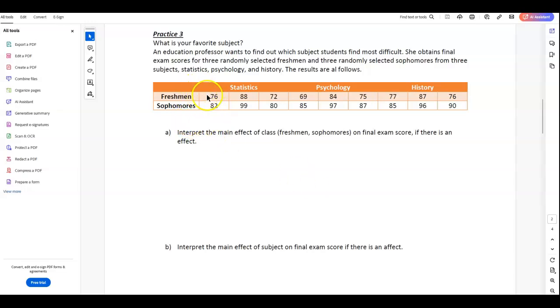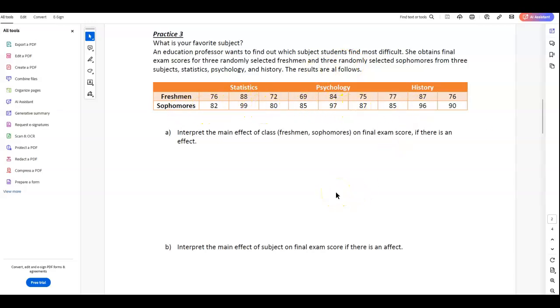So these 3 right here, 76, 88, 72, are the 3 for statistics for freshmen. And then for psychology, you have these 3 for the freshmen, and then again for history. I was given that feedback. I apologize that you can't see that clearly, but if you read, it says 3 randomly selected freshmen for stats, psychology and history, and then 3 randomly selected sophomores for those 3 subjects as well.